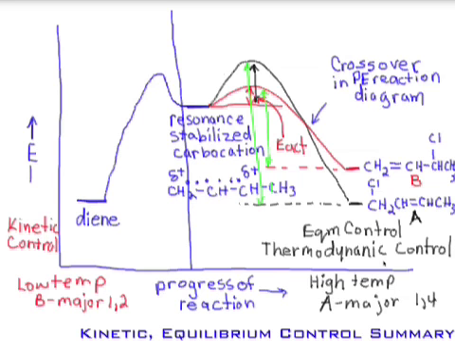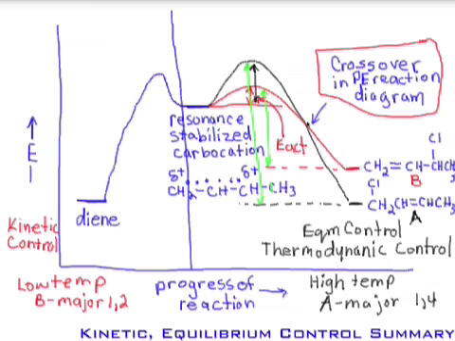So in a thermodynamically controlled reaction, you have an equilibrium established and the more stable molecule predominates. Under kinetic control, you get kinetic control at low temperatures where you don't establish an equilibrium, and in this case, the less stable predominates. These two types of control are possible because there is crossover in the potential energy diagram.